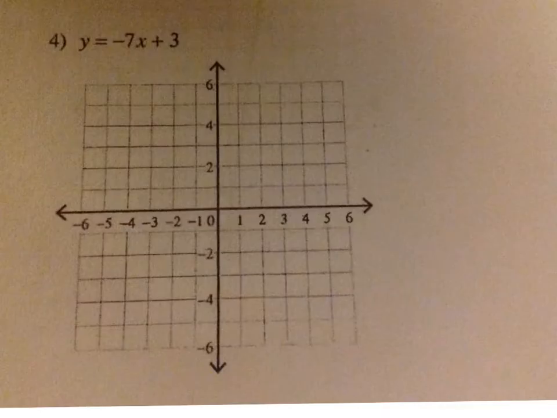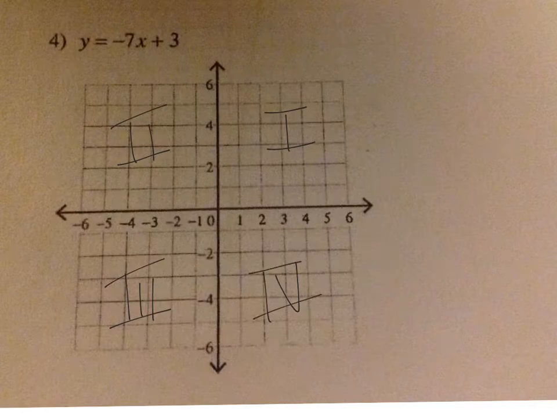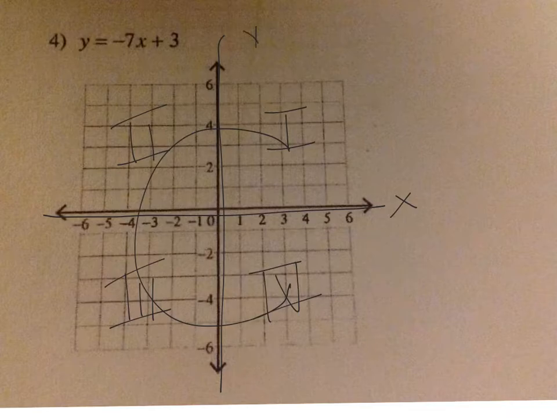For number 4, I just want to start by reviewing the quadrants. This is quadrant 1, quadrant 2, quadrant 3, and quadrant 4. You can remember that it's in the shape of the letter C. And of course, this is the x-axis, and this is the y-axis.